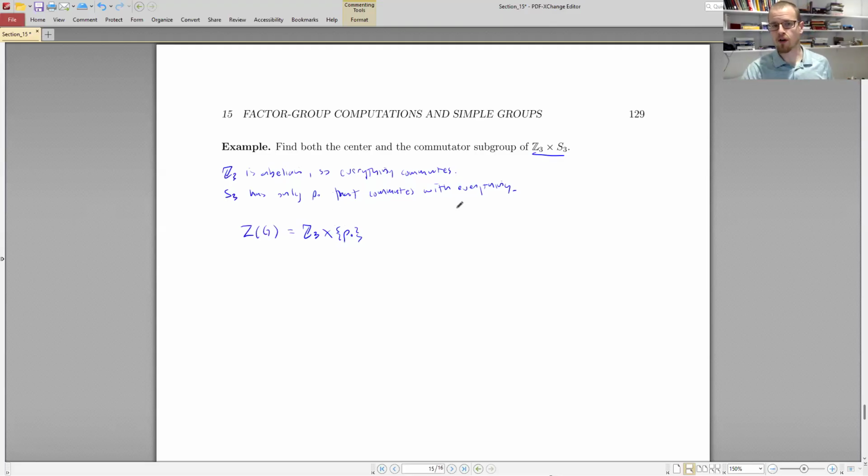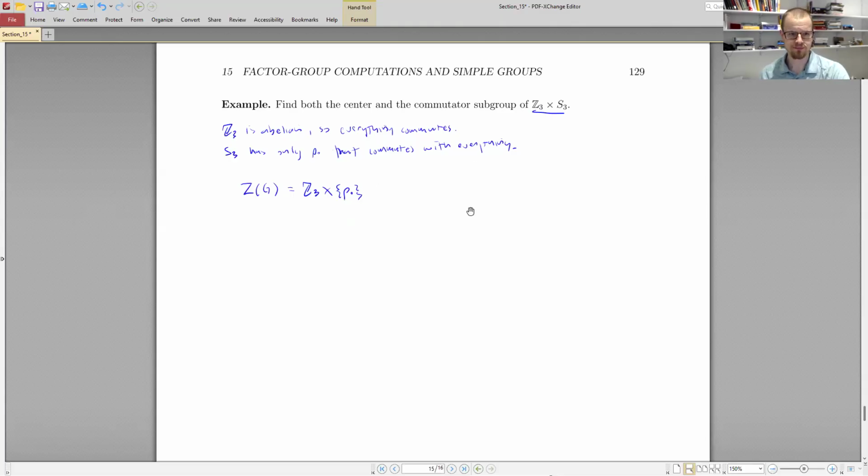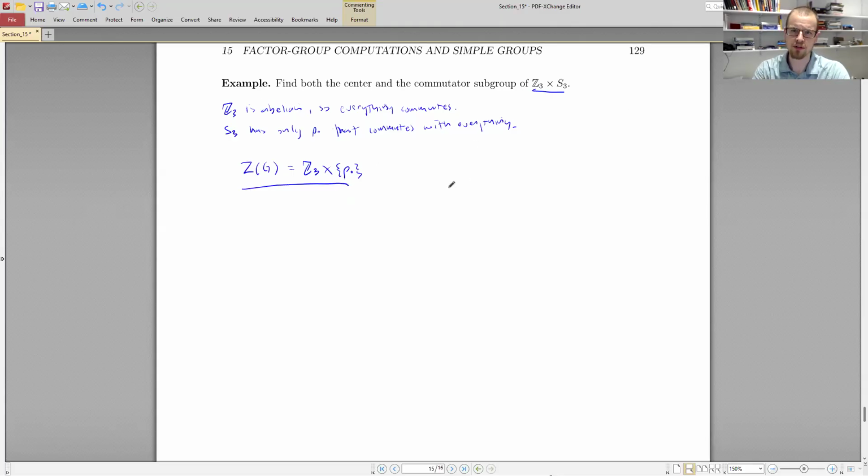So then I get overall that this describes the set of elements that commute in this group. That's what we're trying to get. So I took the two pieces individually and then took the direct product of those two pieces. And that's a perfectly acceptable approach. So that's the first part of what we're looking for.